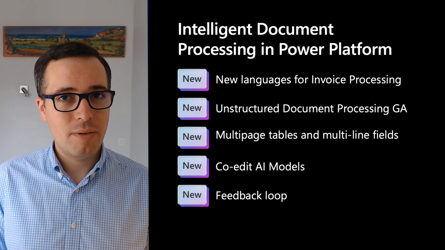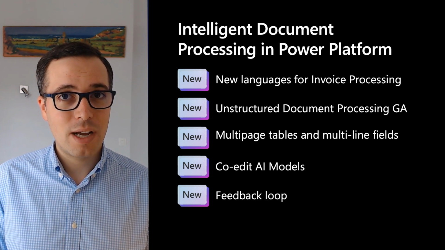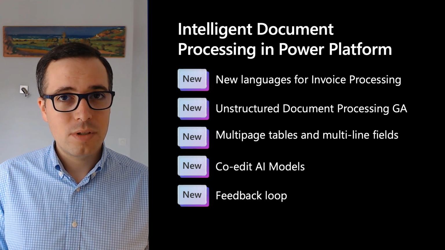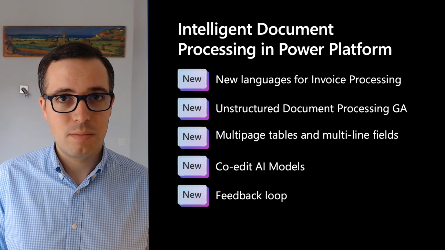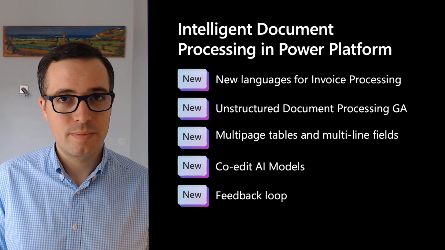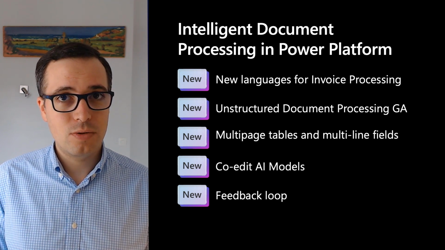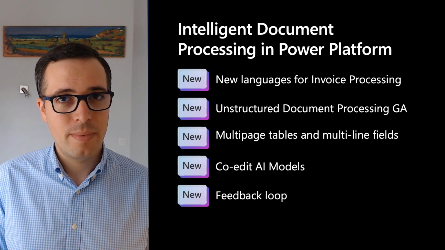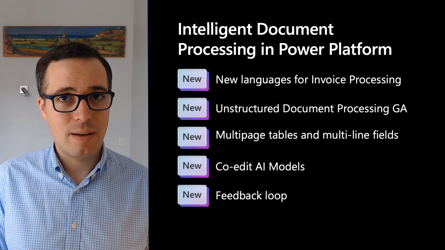We've also seen how we can now tag multi-line fields, as well as tag and extract tables that span across multiple pages. We've also seen how we can now share our models with more people in the organization with owner rights, meaning that they can help collaborate with us in the model. And last but not least, we've looked at feedback loop, which we can use to improve the model over time. I hope you find these features helpful, and please do let us know if you have any feedback. And with that, back to you, Gwenael.